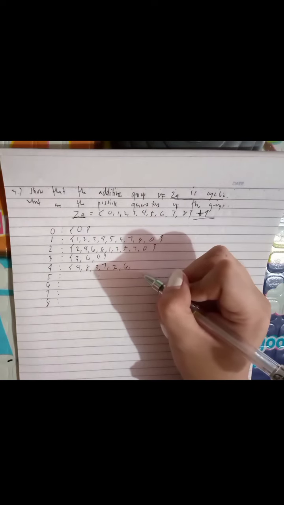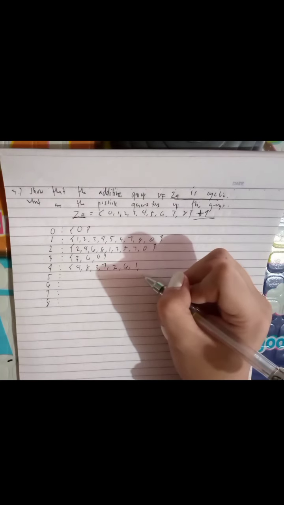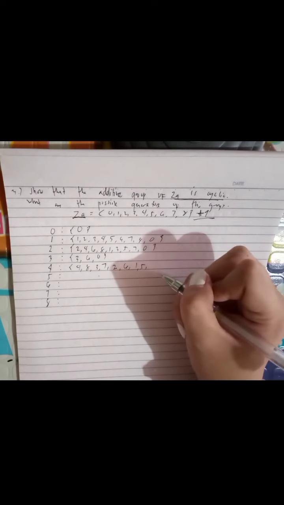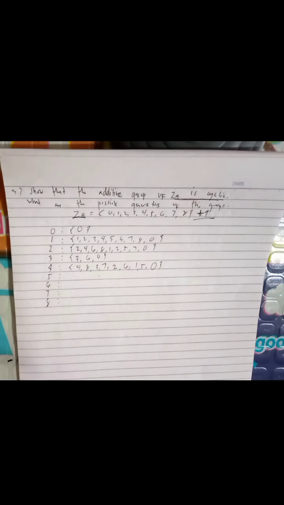4 raised to 7 is 28. Modulo 9, so 1. 4 raised to 8 is 32. Modulo 9, so we have 5. And then 4 raised to 9 is 36. So 36 modulo 9, so 0 na siya. Then, proceed tayo sa element ng 5.